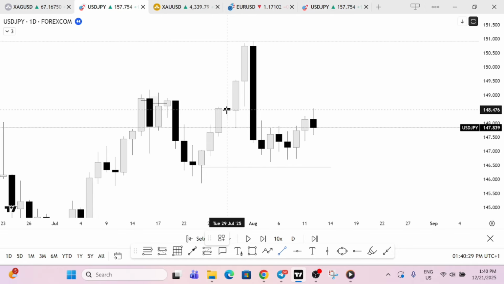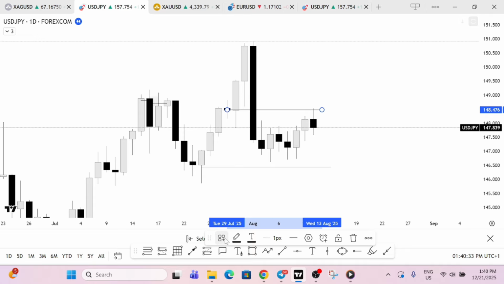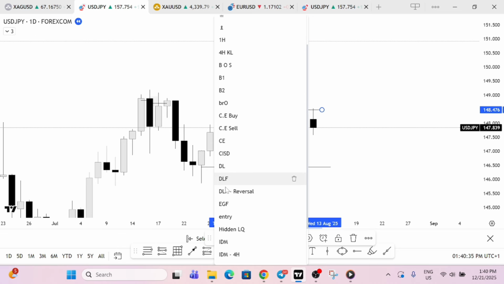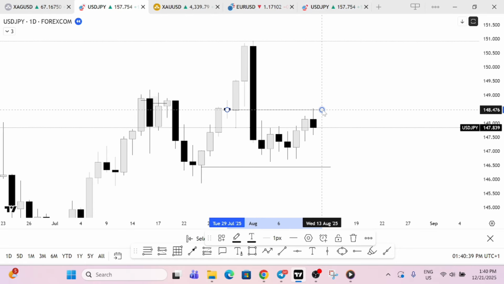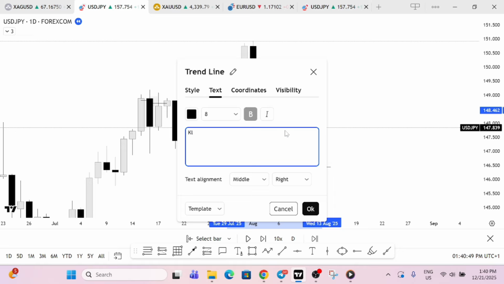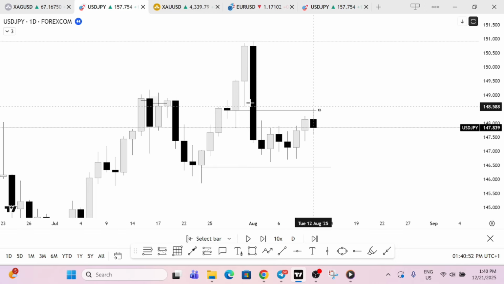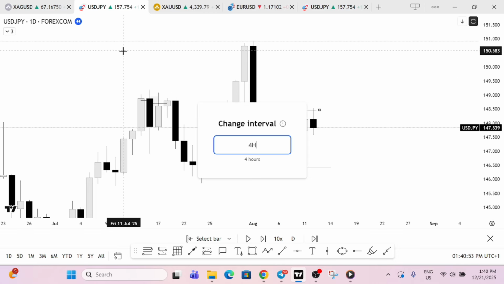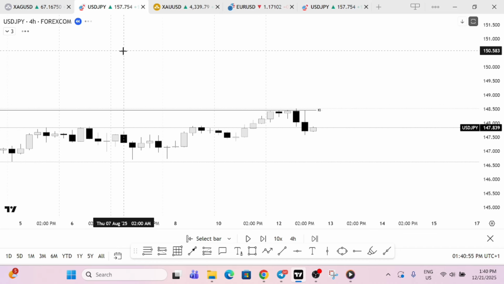So the first thing is we have our MSNR key level right here, which we can call, of course, the MSNR key level. So this is a key level. After the key level, what we want to do is check the 4-hour for breakout.